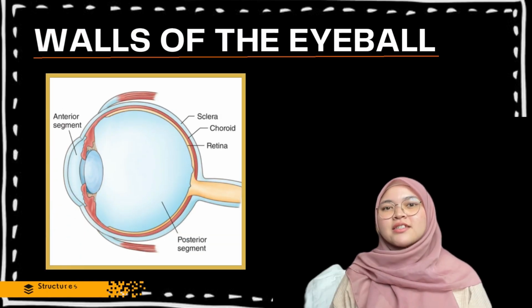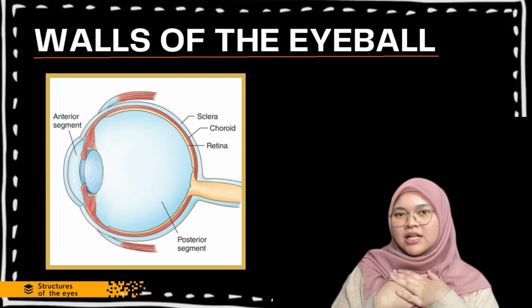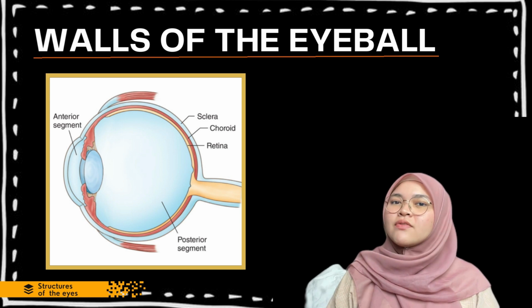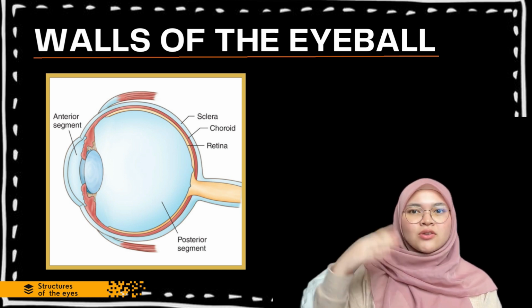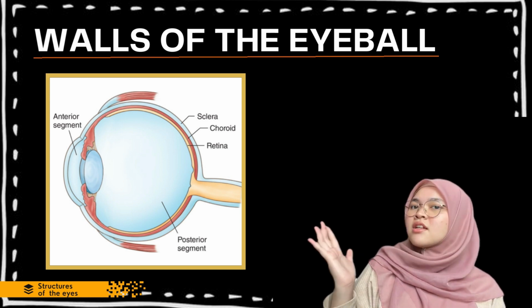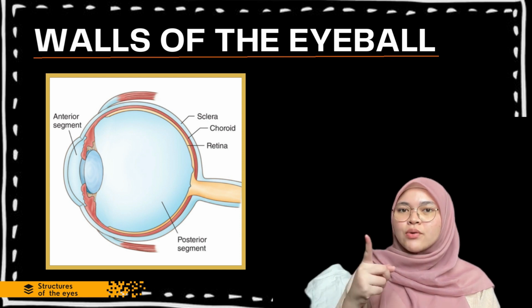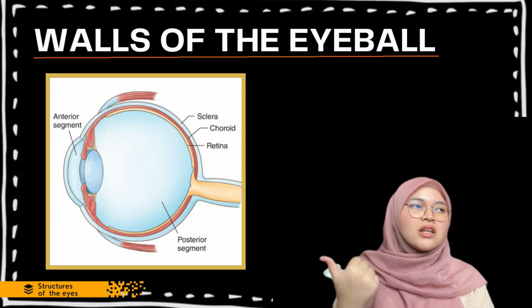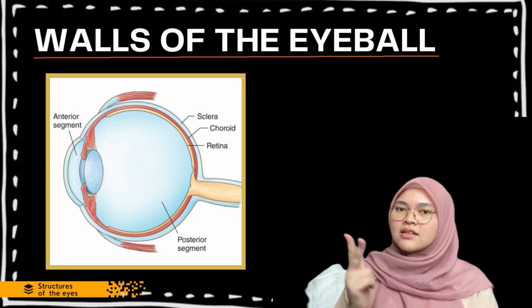Hello and greetings. My name is Aisyah binti Abdul Jalil and I will be explaining the anatomy and physiology of an eyeball in detail. As you all can see, this picture right here is an anatomy of an eyeball. So, the walls of the eyeball are made of 3 layers, which are the sclera, choroid and retina.